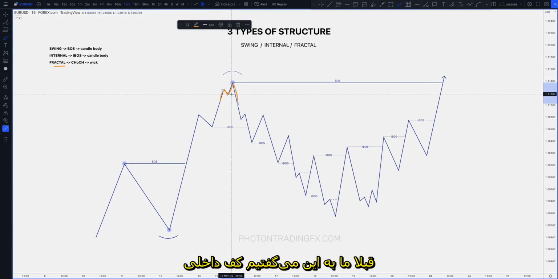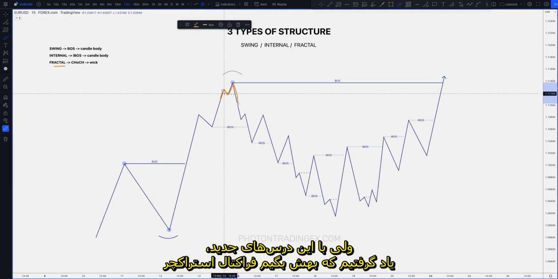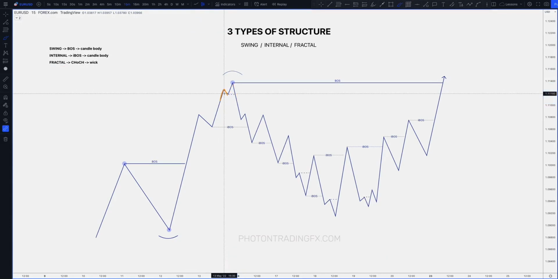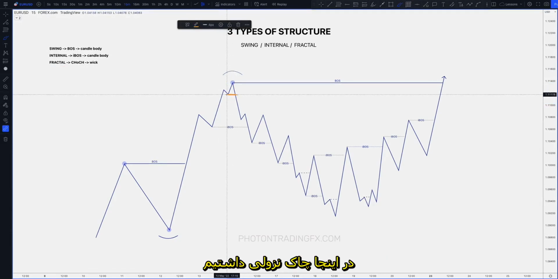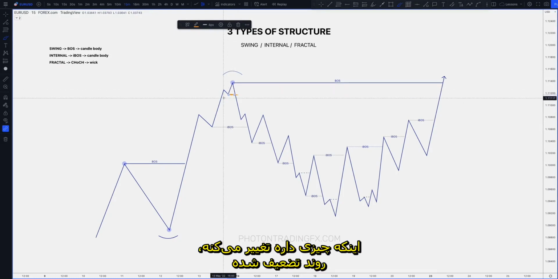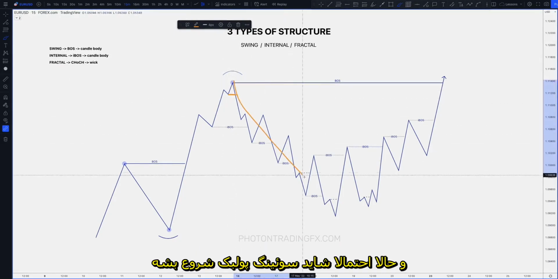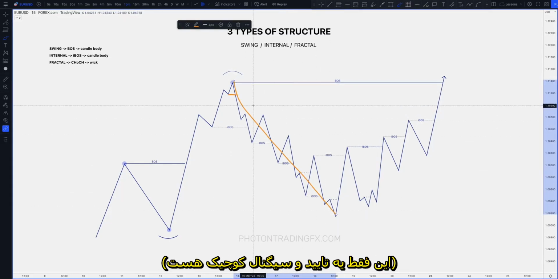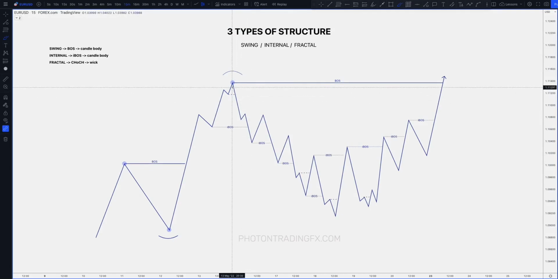Previously I called that internal low, but with these new lessons we're adding in now, we're going to try and refer to this as fractal structure, okay? So that's when we get a bearish change of character. And that's our first little signal from a market structure perspective, right? That potentially something's changing, weakness is stepping in, and we may now be getting a swing pullback. It's just one little confluence and one little signal. It is not a guarantee, okay?